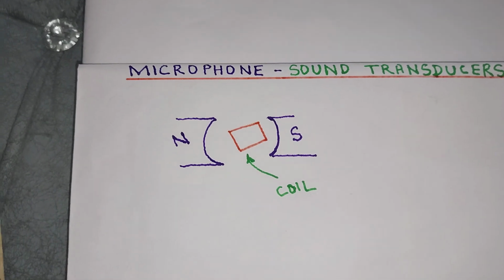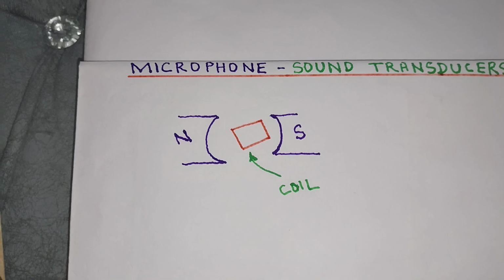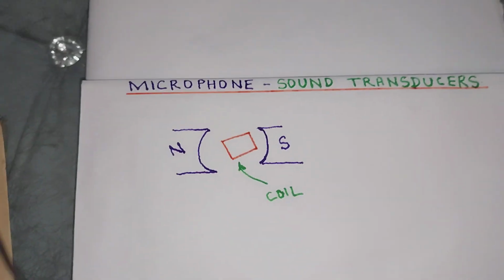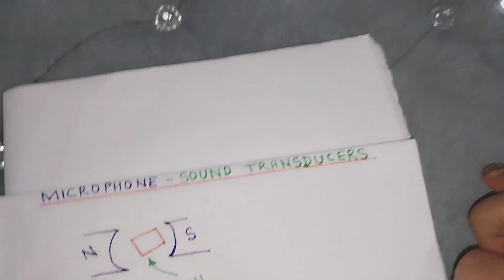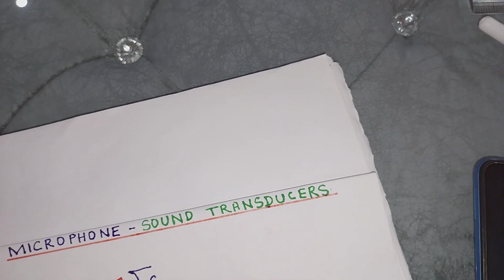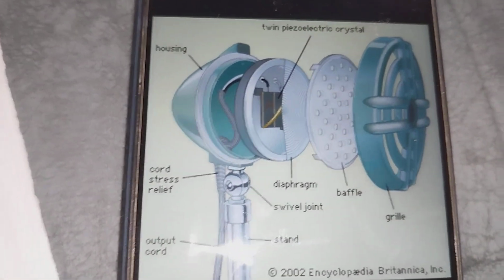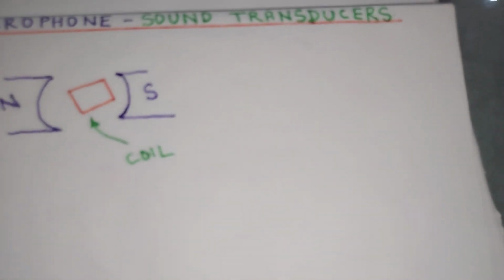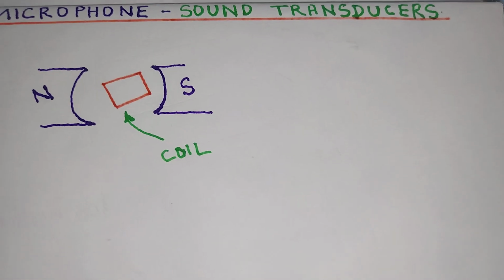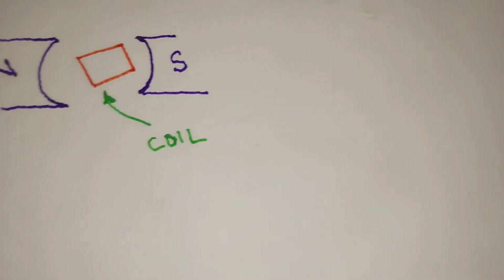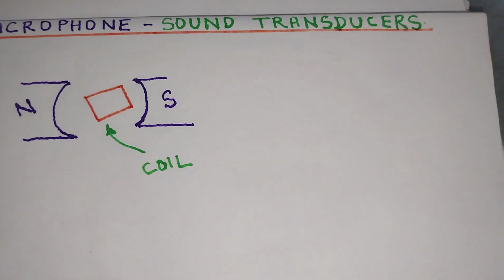A microphone is a sound transducer. It is a special type of pressure transducer using medium pressure measurement. There can be various kinds of microphone: dynamic microphone, condenser microphone, inductor microphone, then piezoelectric microphone, then carbon microphone.